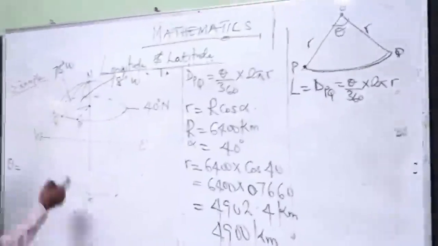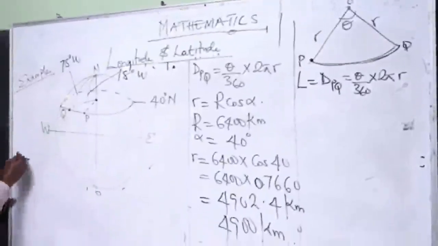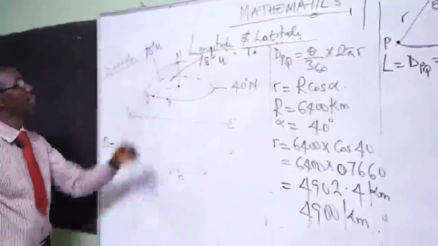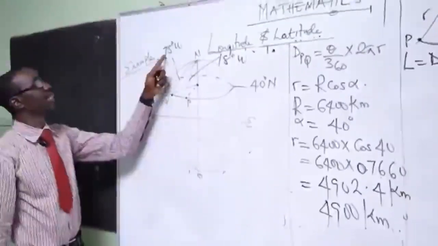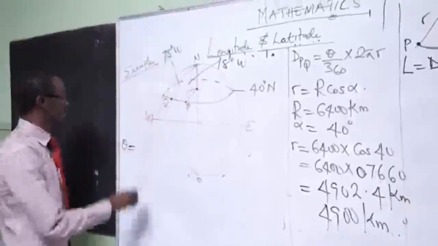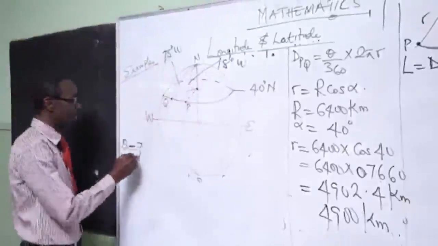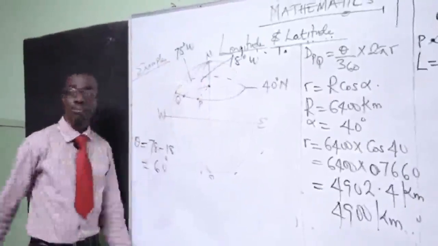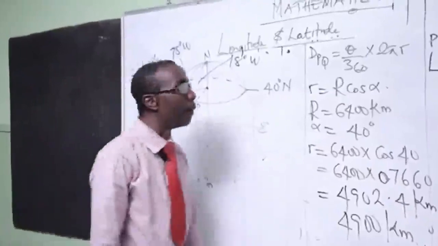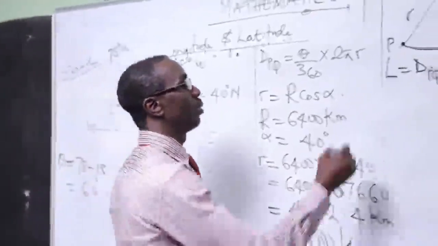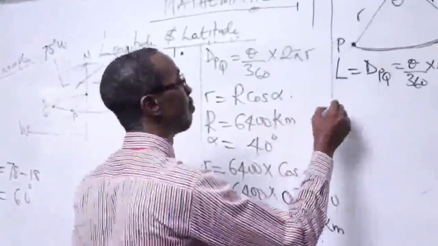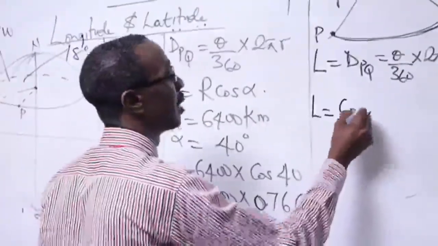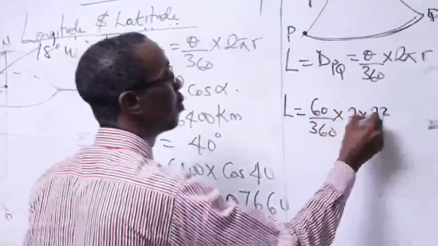With that, we want to come here now and check what our theta is from the diagram. From the diagram, the two longitudes are on the same side. Yes or no? Yes, one is 78, the other is 18. So because they're on the same side, theta will be 78 minus 18, and that is 60. With that, we can now go to the formula and substitute. Length will be 60 over 360 times 2 times 22 over 7.